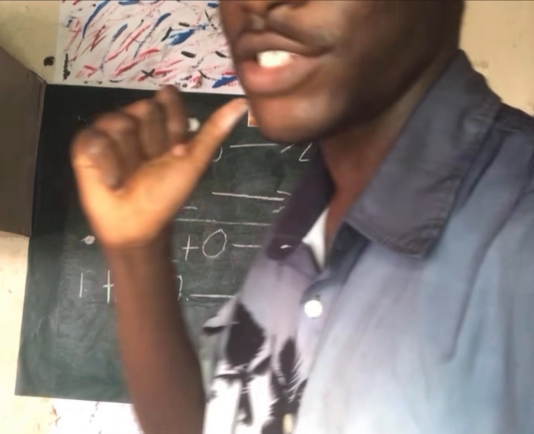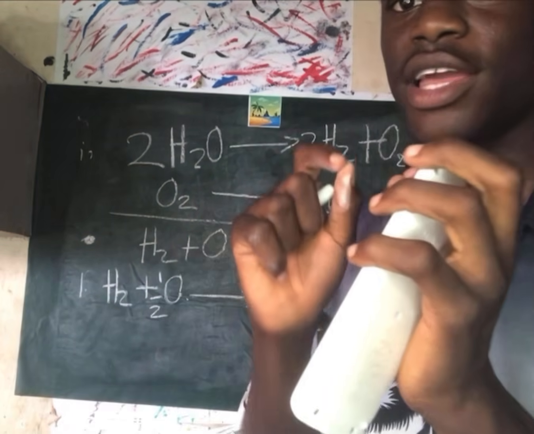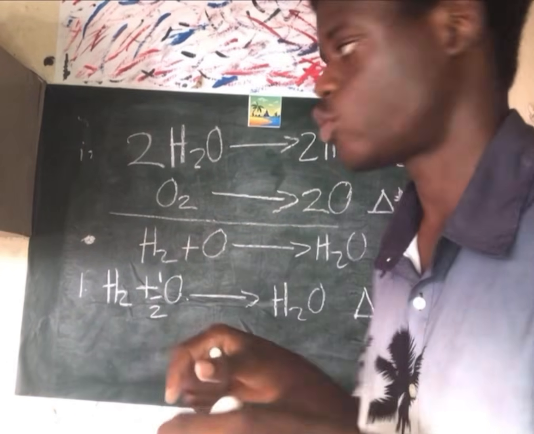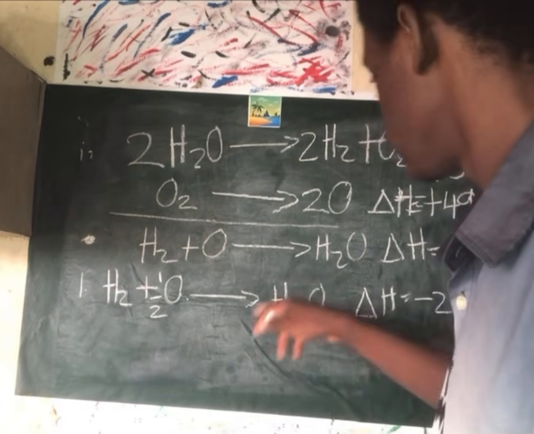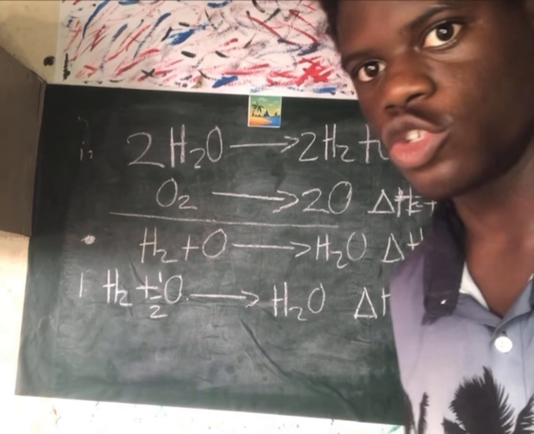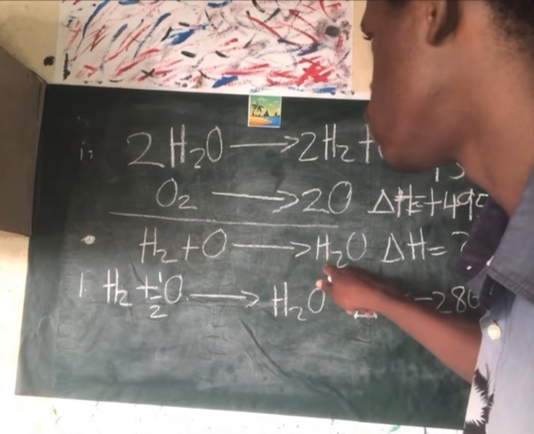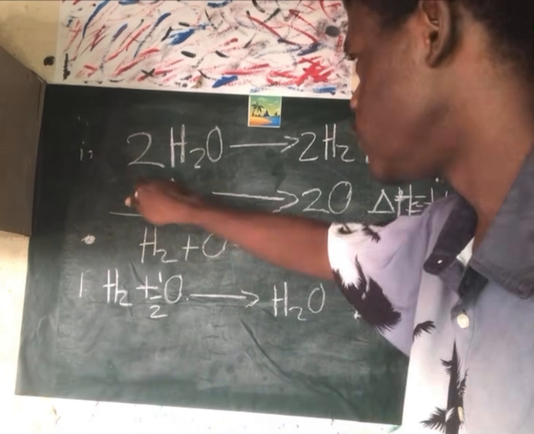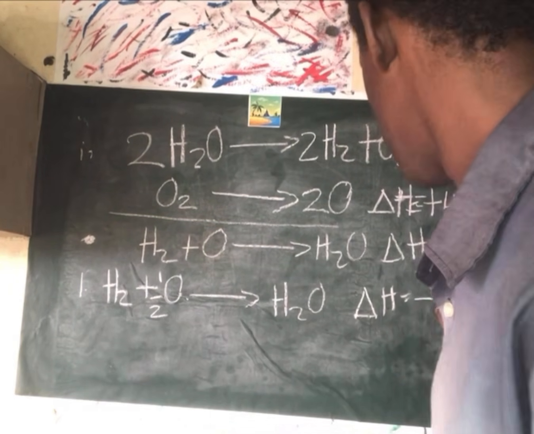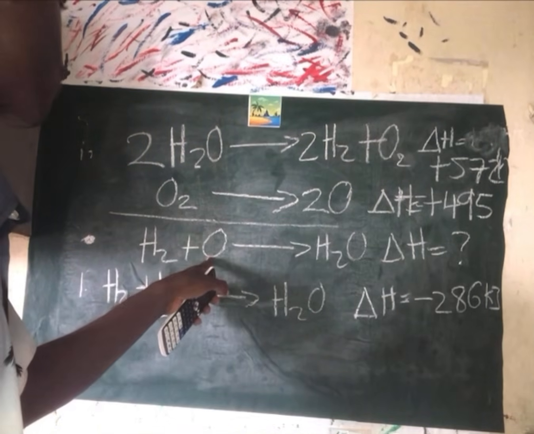I said in my last video that when you reverse the equation, the sign of the enthalpy will change. And if you multiply or divide by any factor, you also have to multiply or divide the enthalpy by that factor. Here, because you reversed the equation, the sign changed to minus, and because you divided all through by 2, we also divided the enthalpy by 2. Why divide by 2? Because what we are looking for is H2, not 2H2. So if you divide this one by 2, you have to divide everything else by 2. So that's minus 286. So here we have H2 plus O.